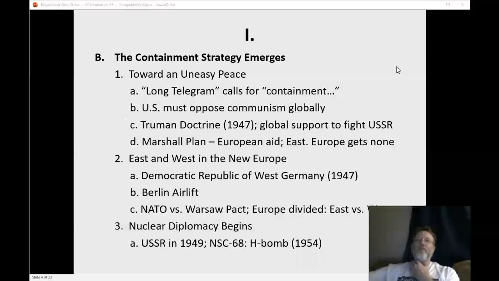We know one of the reasons Soviets got such technology so quickly is they had spies in our government. We know they had spies in our government. Well, we probably had spies in theirs too. I don't know. Would probably.